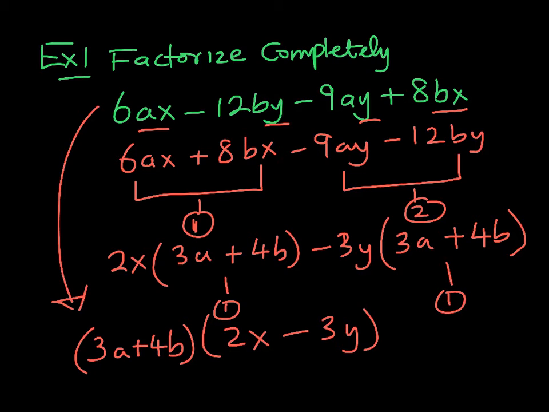So essentially there are two steps of factorization. The first step, you group them together, and then you factorize, and then you find what is common to both sides of the sign, whether it's addition or subtraction. And once you find what is similar, then you factor that out as well, and that gives you your final results.